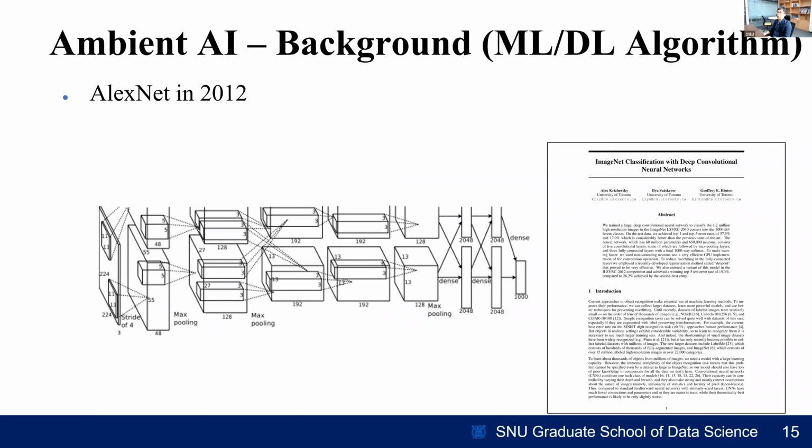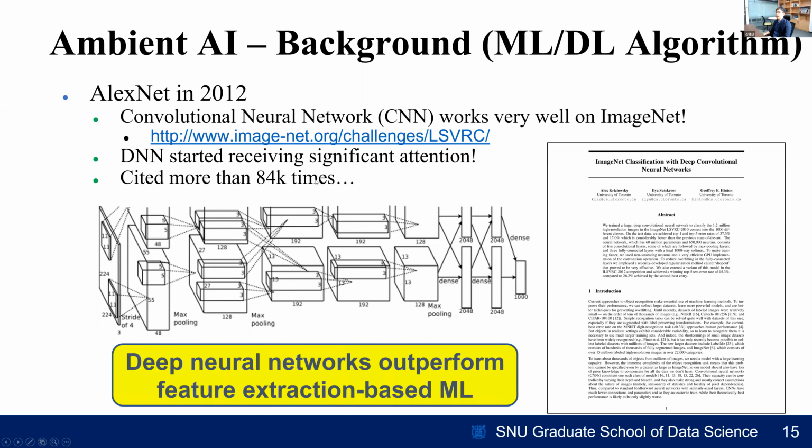And the representative milestone work, AlexNet, came out in 2012. AlexNet surprisingly showed that deep neural networks outperform light machine learning models, which have very careful feature engineering from computer vision experts. So from that time, deep learning has received significant attention.